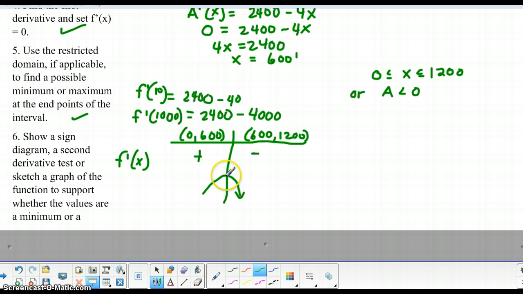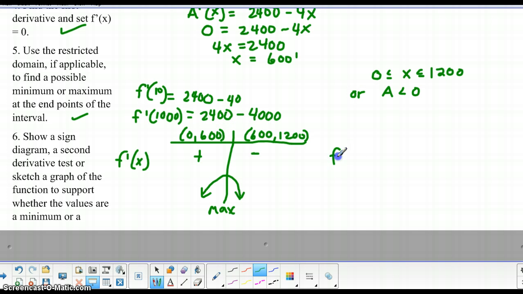So we have proven that this is a maximum, because it would be increasing up to 600, and then right at 600 the derivative would be 0, and then it would go back down. This would be a negative, a decreasing. So we've proven using the first derivative and the sign diagram that my 600 is a maximum.